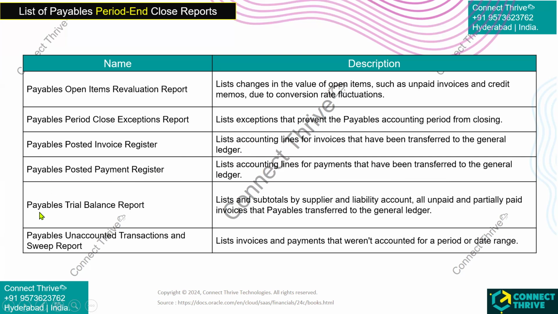The next one, we have the Payables Trial Balance Report. What it will do is provide the list and subtotal by the supplier and liability account for all unpaid and partially paid invoices that Payables transferred to the general ledger.